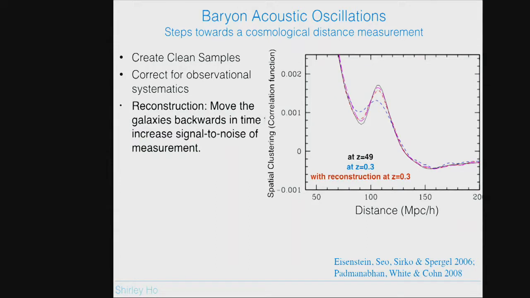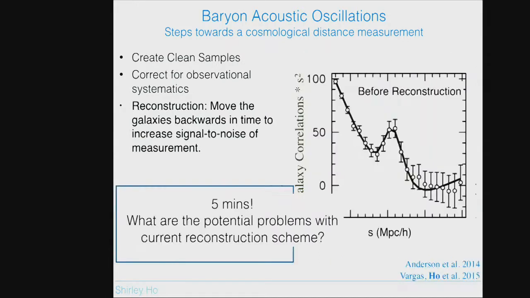It's the black line. And then at redshift 0.3, you see that it's already very flattened. So it decreases the signal-to-noise of this BAO peak, which we really want to measure because it's a cool standard ruler that we talked about yesterday. So people can do something called reconstruction that brings it back to be really sharp. The red line and the magenta line are slightly different ways to do reconstruction. So I want to ask you: what are the potential problems of the current reconstruction scheme? Since the homework problem is how do you do reconstruction?